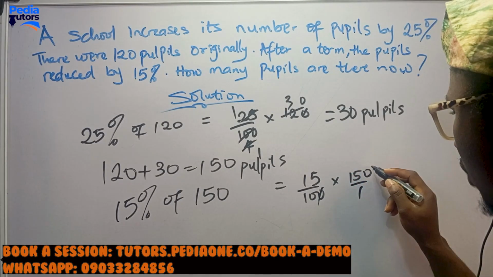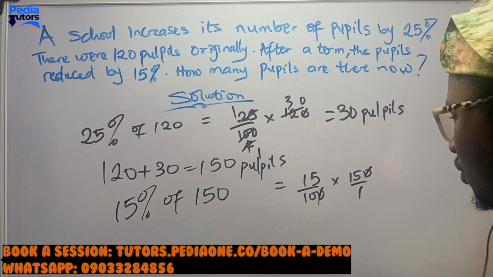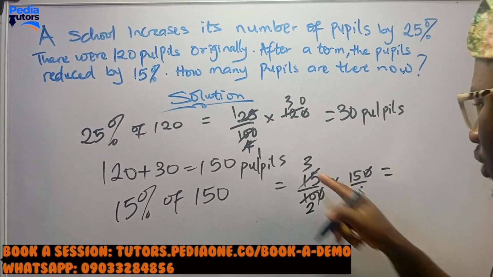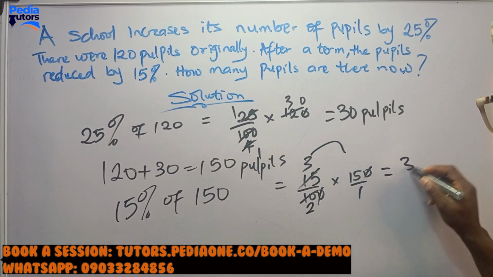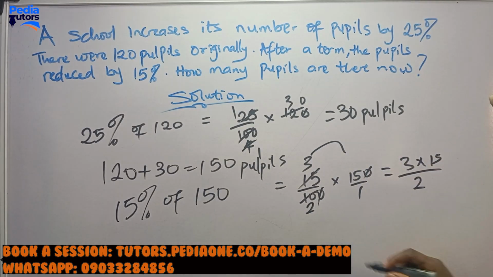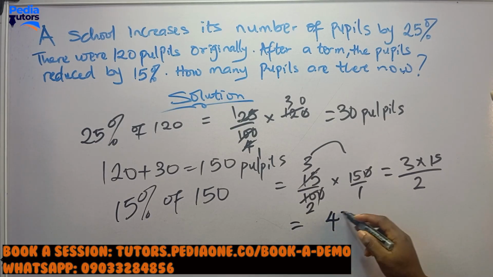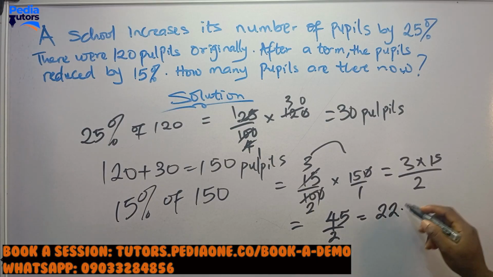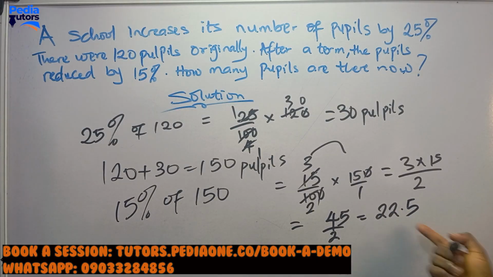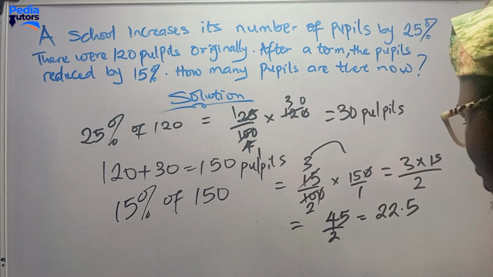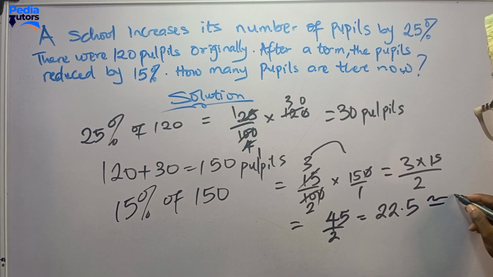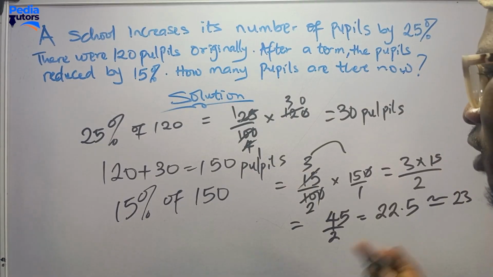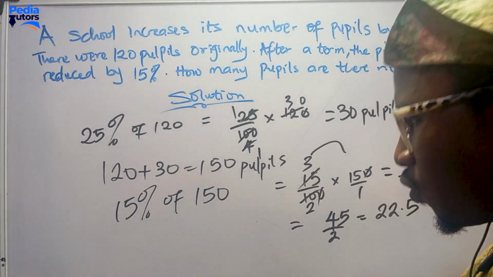So surely you have your 0 goes into that, and 5 goes here 3 times, 5 goes here 2. So that is 3 times 15 all over 2. So you are going to have 45 over 2, and that gives you 22.5. Alright, so we cannot have half of a human being, right? So definitely you just say approximately 23 people. That's 23 pupils left.